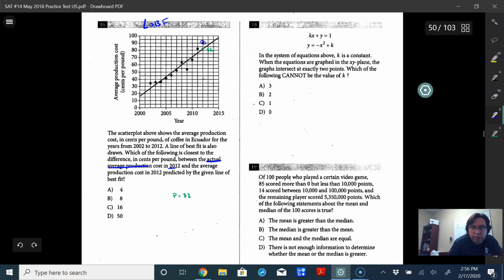And then looking at the actual, it looks to be about 90. And so which of the following is close to the difference here? So the difference of those two would be 8, so B is the answer choice.